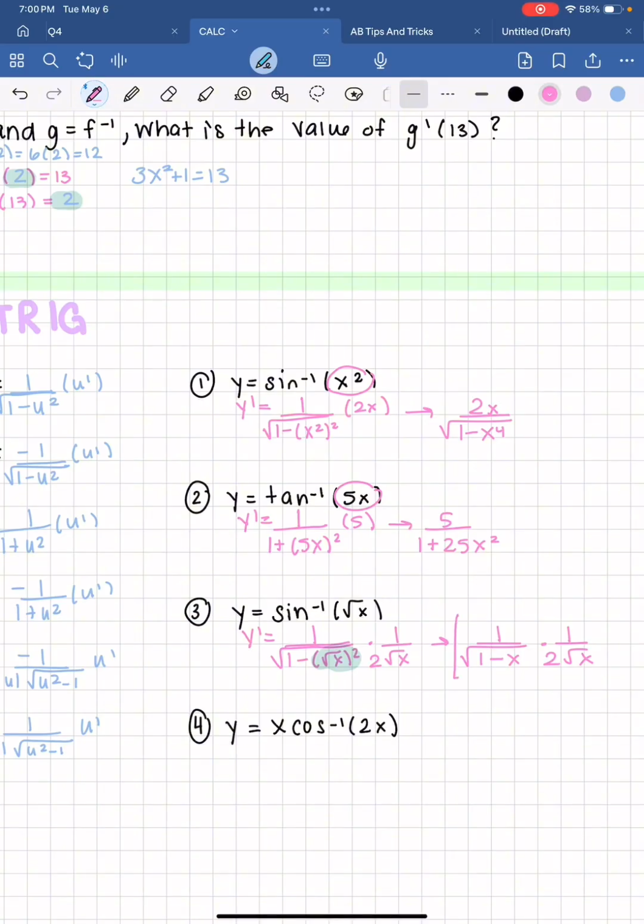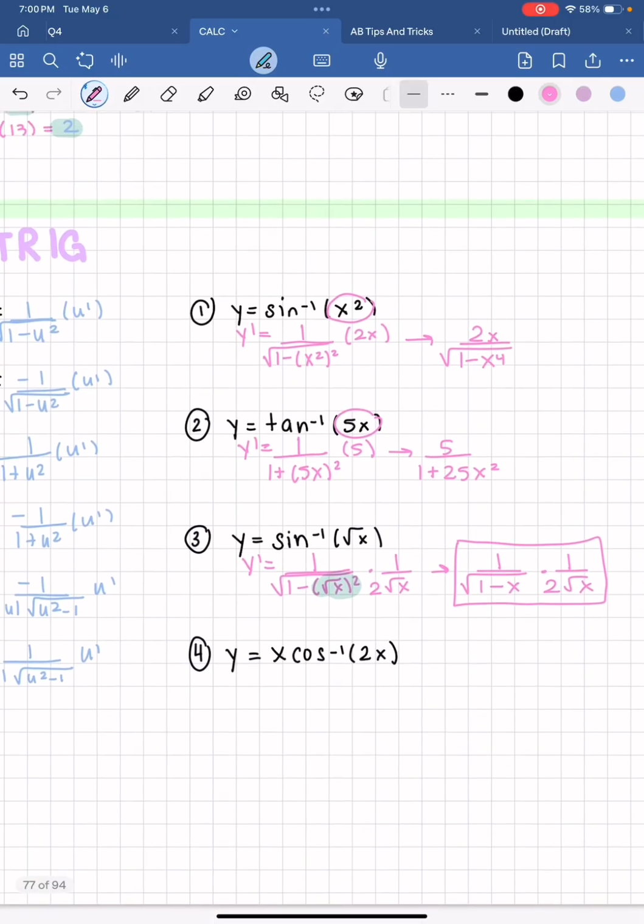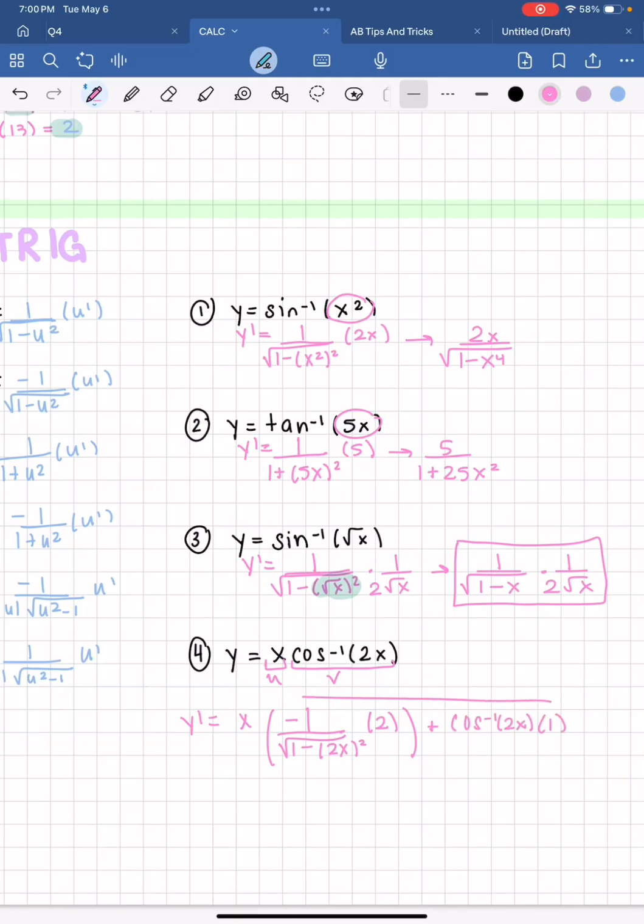They'd probably leave it like that. We're going to stop there. And last but not least, we're going to do a lovely little product rule here. uv, so the derivative is going to be u v prime. Okay, how do we derive cos? It's negative 1 over square root of 1 minus u squared times du, the derivative of u, plus v, u prime is 1. Dunzo.